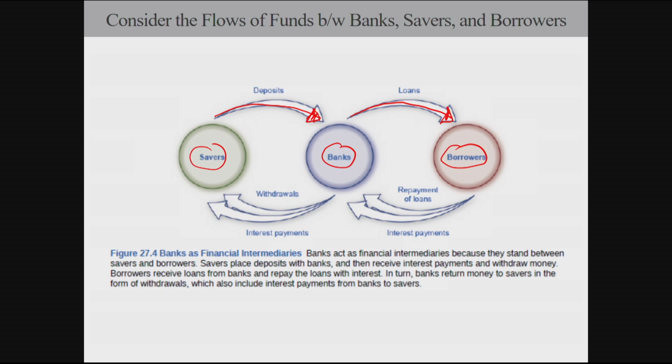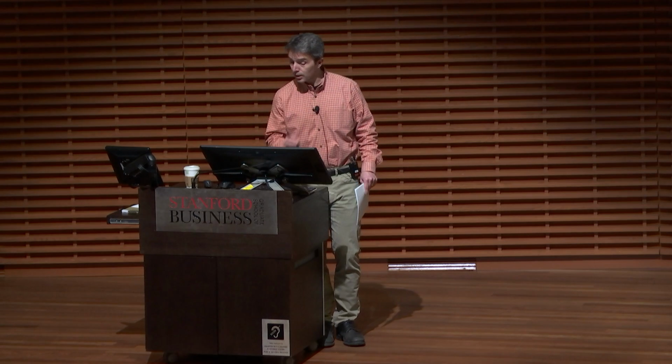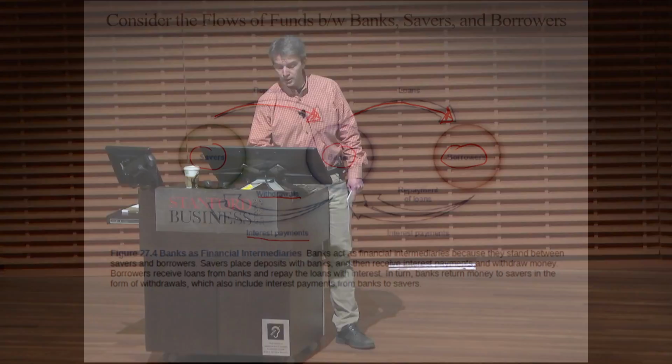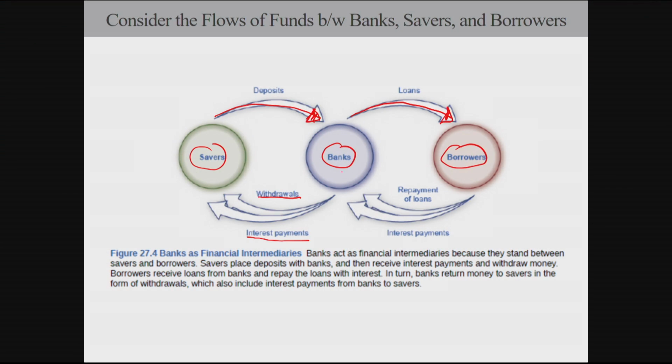Now, banks have to pay interest to savers. And savers may decide to withdraw their money, so banks have to be prepared for that possibility. Tomorrow I may go to Stanford Federal Credit Union and say that I want to take out a big amount of money, and so they have to be prepared for that possibility. So that's the flow of funds from banks to savers.